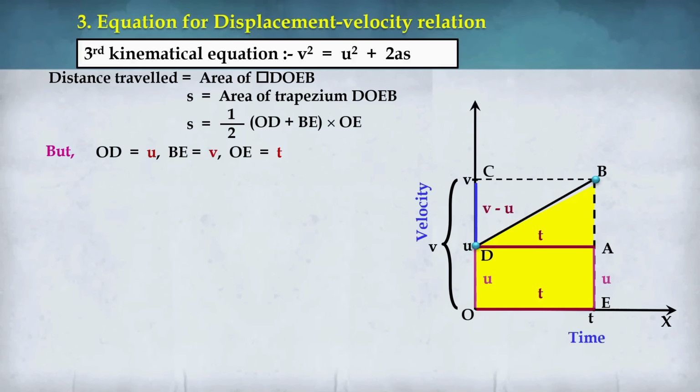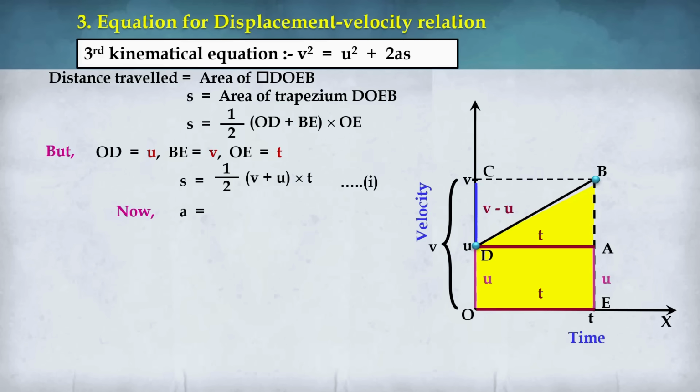From the graph, OD represents the initial velocity, which is u. BE represents the final velocity, which is v. And OE represents time, which is t. So we can write that displacement is equal to half multiplied by the sum of v and u multiplied by t. Now recall the definition of acceleration.